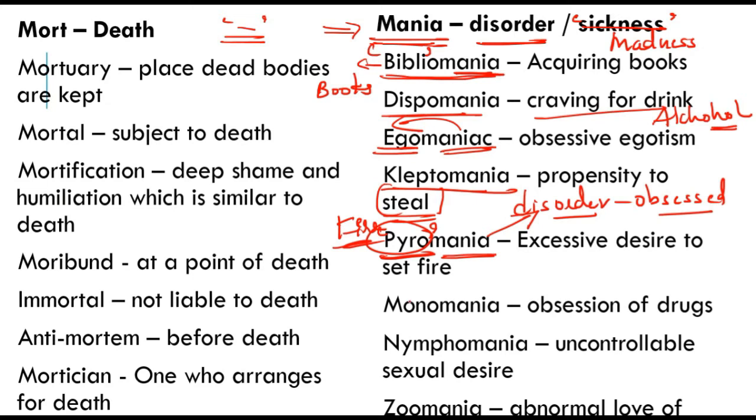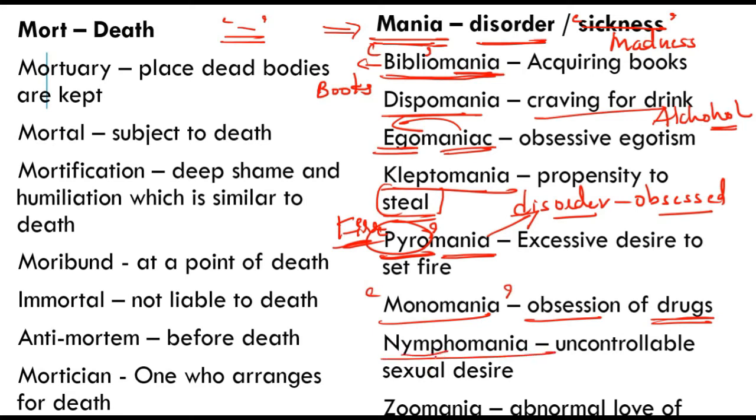That is pyromania. Monomania. Monomania actually means obsession of drugs. You're so obsessed with drugs that without consuming drugs, you cannot sleep, you cannot eat, you can't think of anything else apart from drugs. That's exactly called monomania.